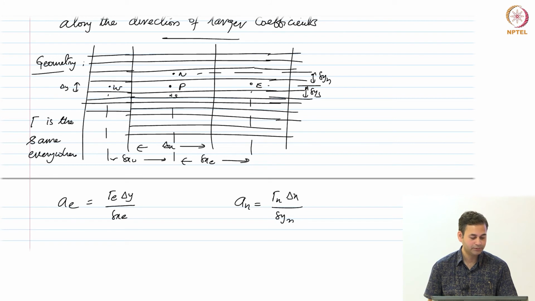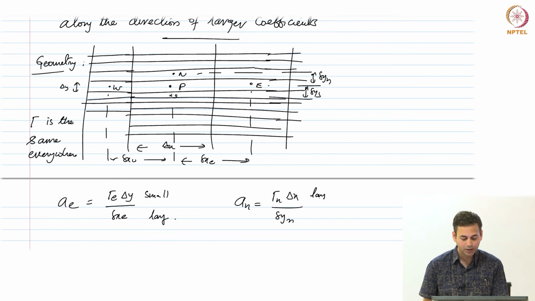A_E, is it greater? East-west is smaller because Δy is small, and Δx_E is large in comparison to here, which is larger, and this is smaller, right. As a result, the north coefficients would come out to be larger than the east and west, right. So in which direction would you choose the traverse? In the y direction, right.